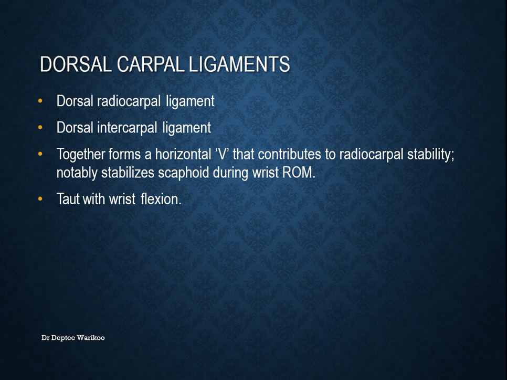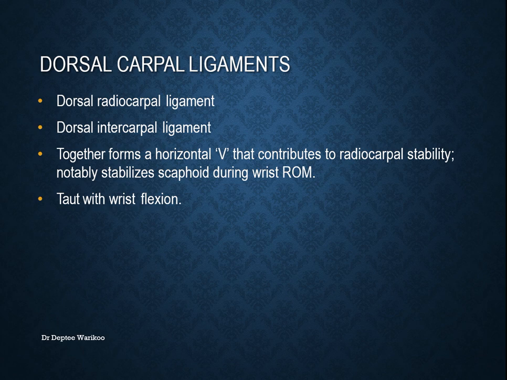Then we come to dorsal carpal ligaments. Dorsally, the major wrist ligament is the dorsal radiocarpal ligament. This ligament, as is true for the volar radiocarpal ligament, varies somewhat in description but is obliquely oriented. Then there is the dorsal intercarpal ligament, which courses horizontally from the triquetrum to the lunate, scaphoid, and trapezium. Together, these form a horizontal V that contributes to radiocarpal stability. And these ligaments are taut with wrist flexion.